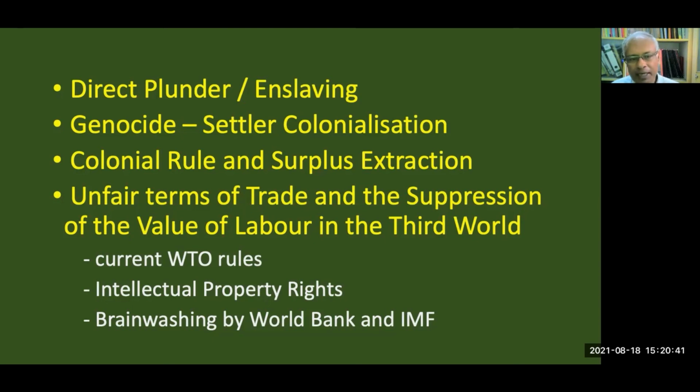And after that, there have been unfair terms of trade, suppression of value of labor, maintained by current WTO rules, intellectual property rights. And the problem is, most of our people in the EPU, most of our think tanks in the country have been brainwashed. They buy all the crap the World Bank gives, and they follow the WTO rules. They themselves will enforce intellectual property rights. That is the problem that we are currently facing.